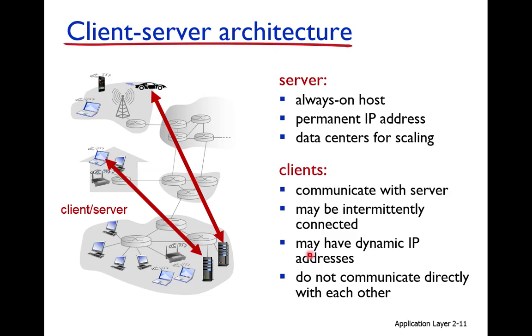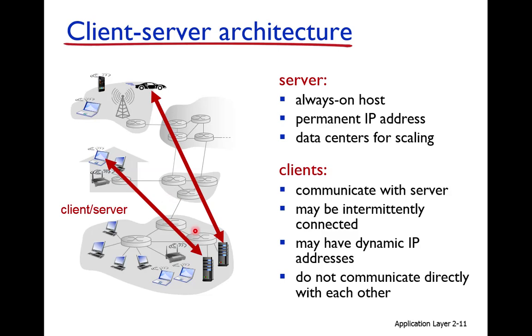And clients may have dynamic IP addresses. For example, you are accessing the Gmail server from the university IP address. When you come home and access the Gmail server, you are accessing it from your home IP address. So the client IP address can change. The clients don't communicate directly with each other. There are two clients, for example, each accessing the server, but they don't talk with each other.